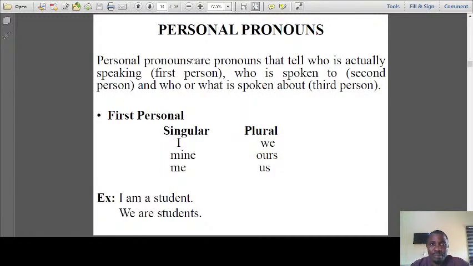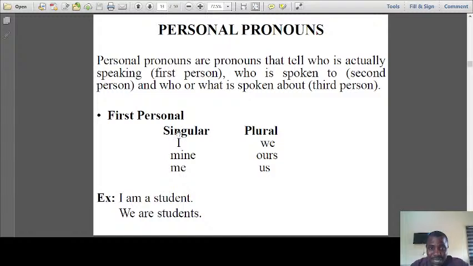Personal pronouns. Personal pronouns are pronouns that tell who is actually speaking. We said the first person is who speaks, the second person is who is spoken to, and he or she is spoken about, third person. So what it means is that with a personal pronoun, we are looking at the speaker, the one being talked to, and the one being talked about. In other words, personal pronouns are divided into first person, second person, and third person.